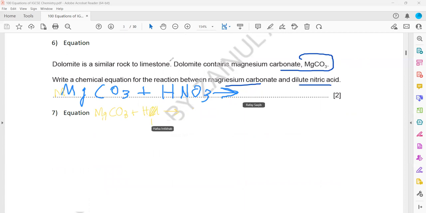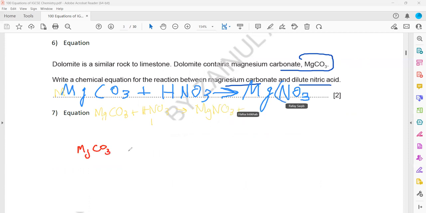So it is reacting with nitric acid. Acid reacts with metal carbonate, and it will give salt, water, and carbon dioxide. Magnesium is group 2 and carbonate is minus 2, so MgCO3. Nitric acid is HNO3. It will give magnesium nitrate.